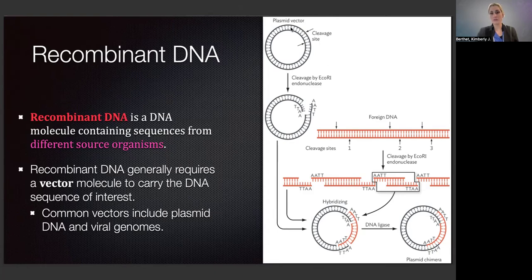So here's our original vector. We cut it, and then we took foreign DNA, we cut it with the same enzyme, we added them together, we ligated them, and now we have our unique recombinant DNA plasmid. So it's a chimera plasmid that we're looking at there. Okay. So this is unique to how we can genetically modify organisms.